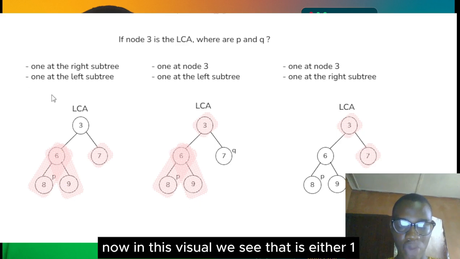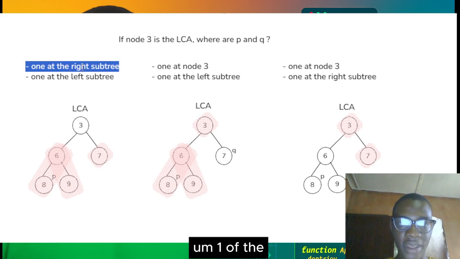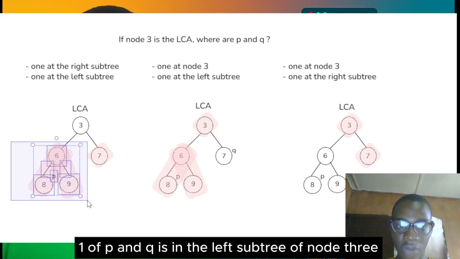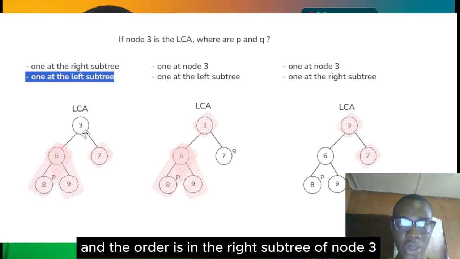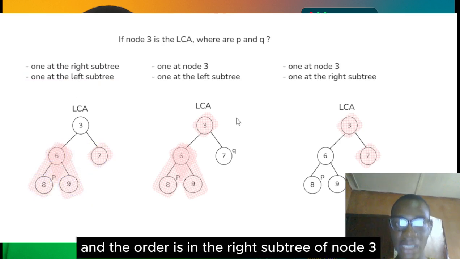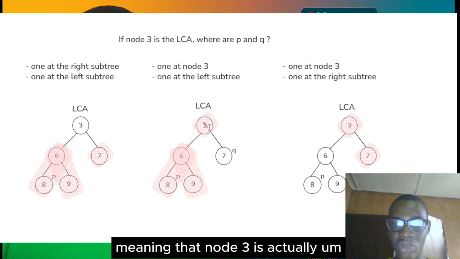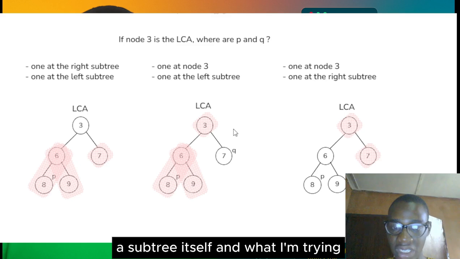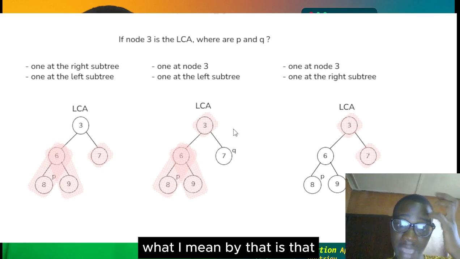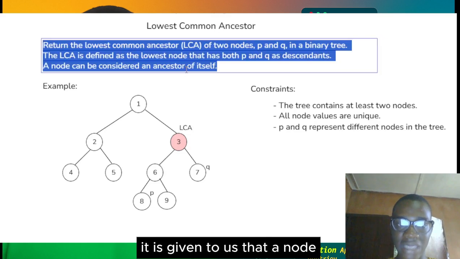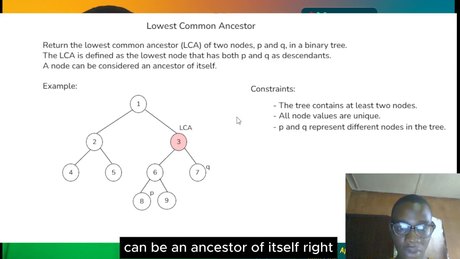Now in this visual, we see that either one of P and Q is in the left subtree of node 3 and the other is in the right subtree of node 3, or one is at node 3 itself, meaning that node 3 is actually a subtree itself. And what I mean by that is, don't forget, in the problem statement it is given to us that a node can be an ancestor of itself, right?